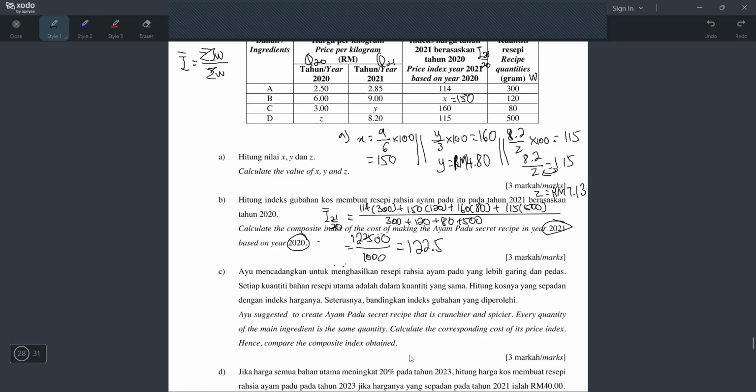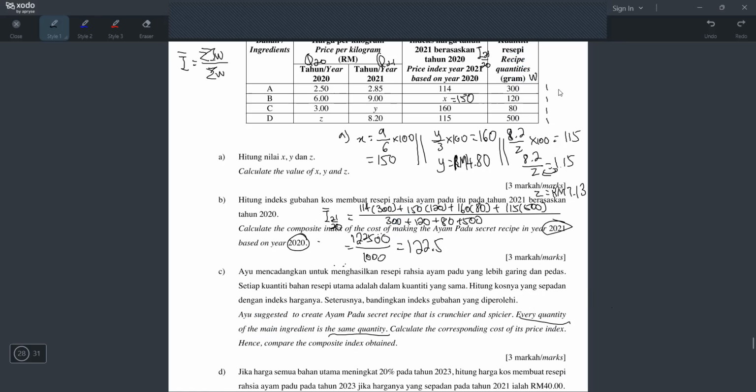So what does it mean by every quantity of the main ingredient is the same quantity? This one is the recipe quantity in gram, right? And then they say every quantity is the same, right? So now my weightage will be what? Instead of 300 gram, 120 gram, 80 gram, 500 gram, what will be my ratio? It will be 1, 1, 1, 1. Because they say every quantity is the same quantity, it means the ratio is 1, 1, 1, 1.